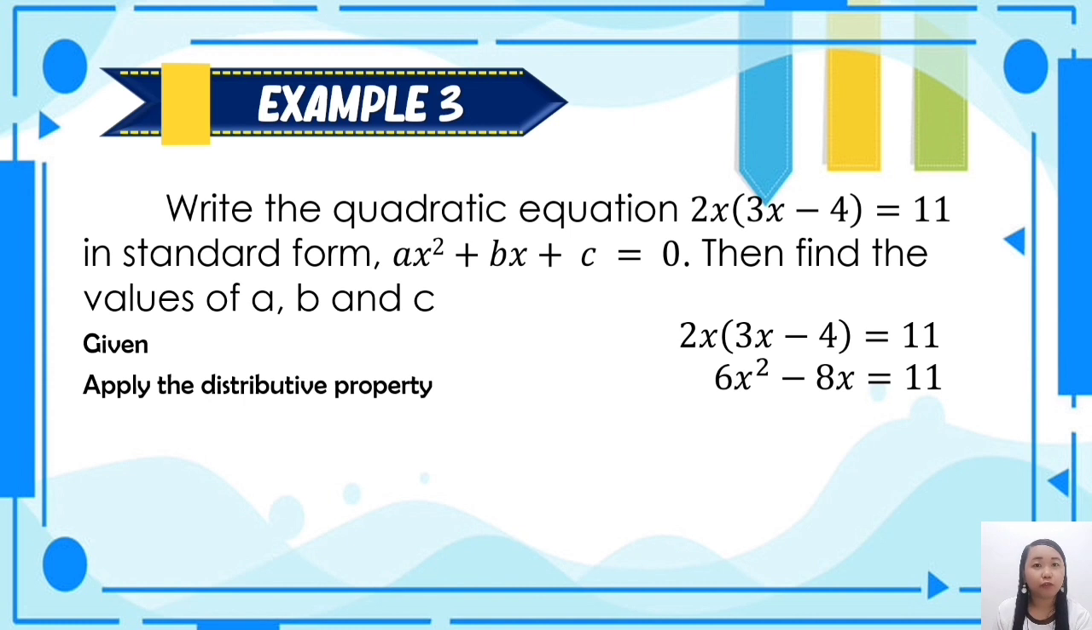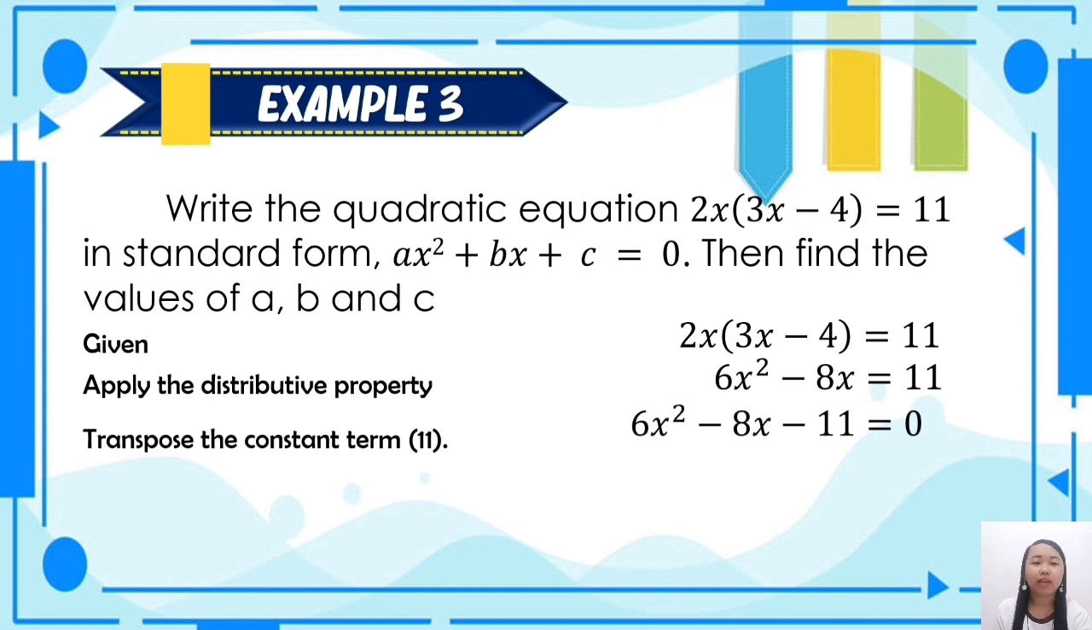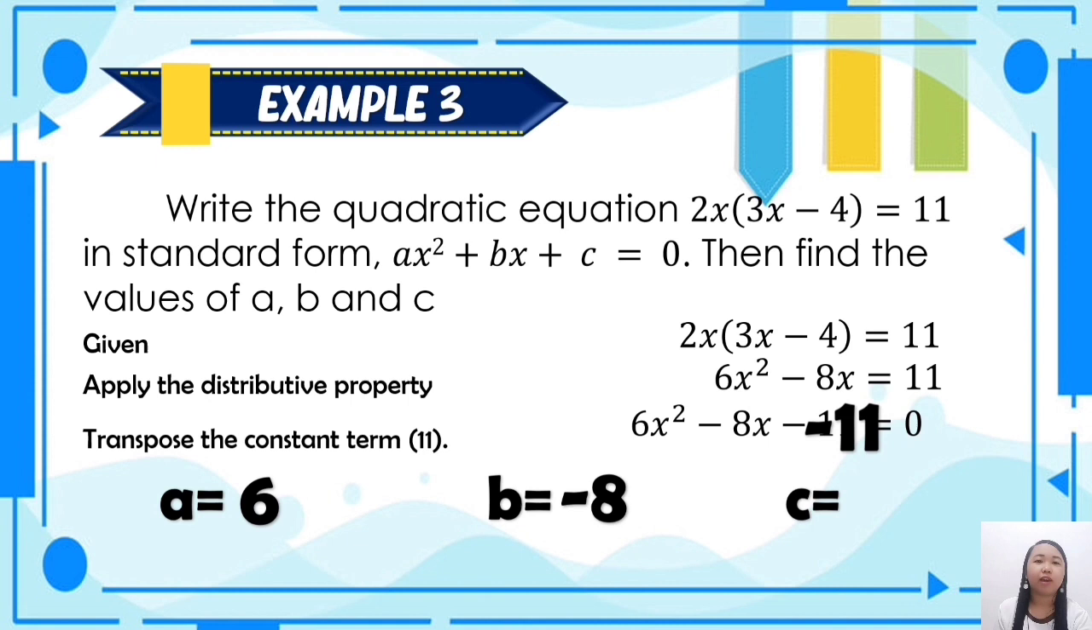Is this in standard form? No. We need to transpose the constant term, which is 11. So when we transpose positive 11, it will become negative 11. So the equation will be 6x squared minus 8x minus 11 equals 0. Then find the values of a, b, and c. A is 6, b is negative 8, and c is negative 11.